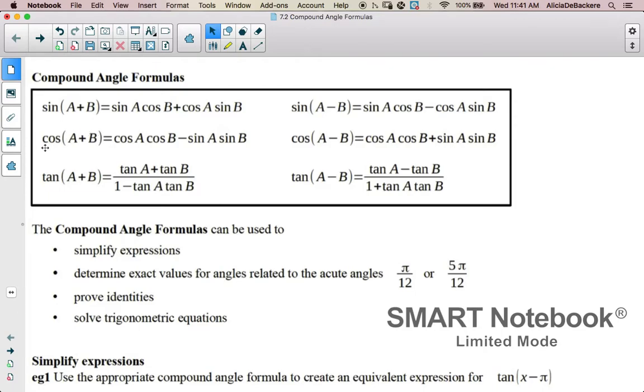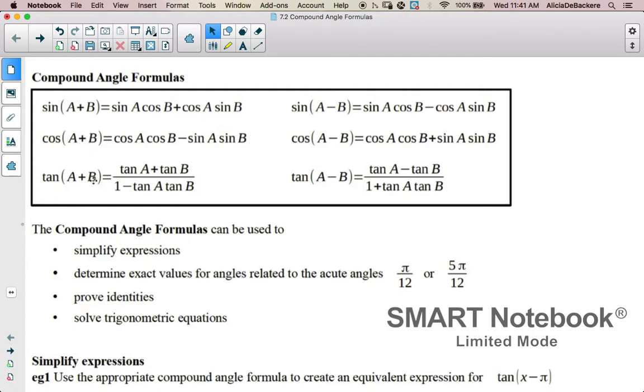For the cosine formula, it's a little bit different here. When I have an addition in the a plus b of the compound angle, then I'm going to see a subtraction in the expanded formula. And for a subtraction in the compound angle, I'll see an addition in the expanded formula. For cosine, I'm going to do cosine of the first angle times cosine of the second angle, and then subtract sine of the first angle times sine of the second angle, and that'll give me the cosine of the addition.